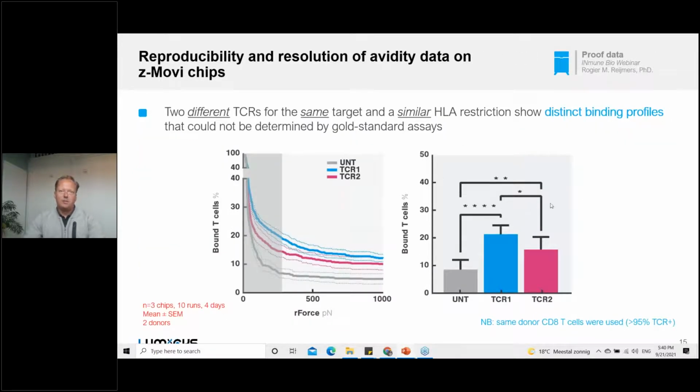What you see here are 3 avidity curves of 10 repeats each, divided over 3 chips of TCR engineered T cells. The gray curve is that of the control, and blue and pink are curves of TCR engineered T cells that are specific for the target. When gating for non-bound cells, we found that 2 different TCRs for the same target and a similar HLA restriction show distinct binding profiles that could not be determined by gold standard assays like cytokine secretion or in vitro killing. When shown in bar graph, you can appreciate that using the ZMOVI technology, you can significantly detect small avidity differences between different T cell populations.